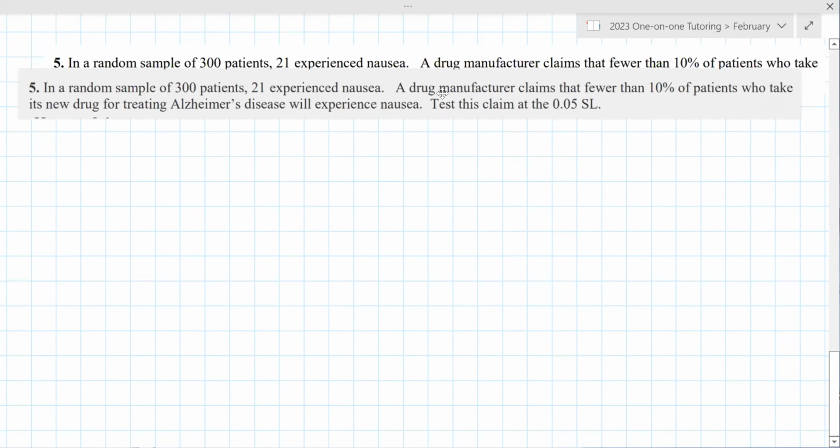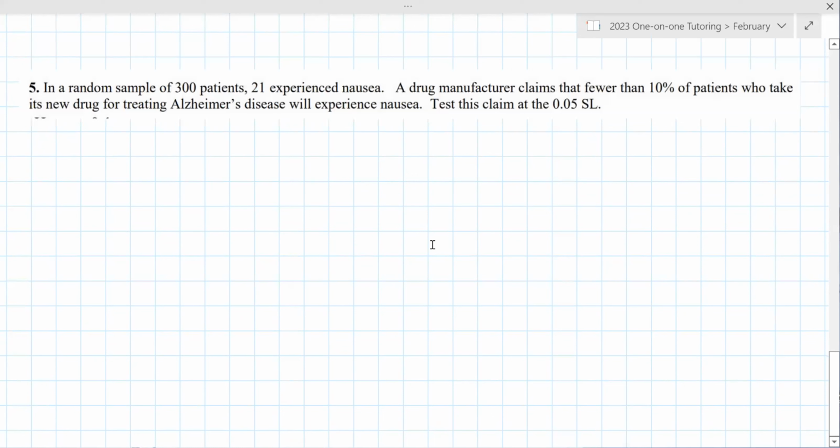All right, here we go. Take a look at this. Let me know H0 and HA, please. Okay. Random sample, 300 patients, 21 experts.